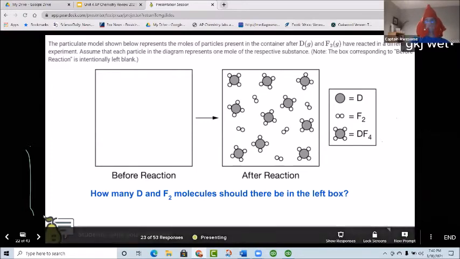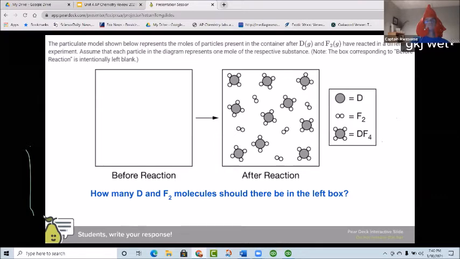Okay, I got 21 so far. And they also could have asked you to write the balanced equation, which would be D plus 2 F2s makes DF4. They could ask you to do that. They could ask you what's the limiting reactant and what's the excess reactant. So there's lots of things that they can do with a picture like this.